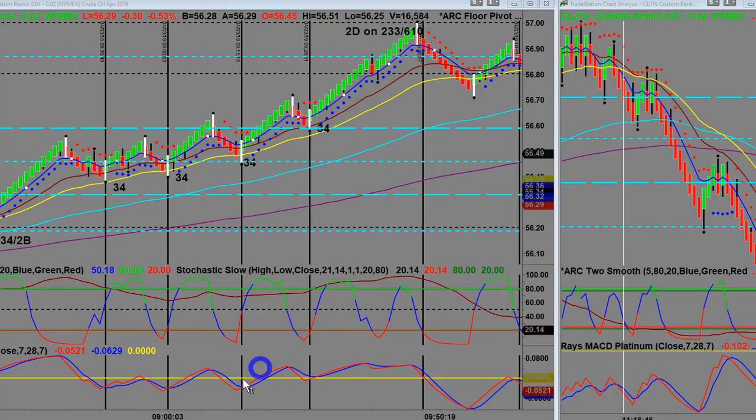Note here I've got no divergence. I've got a really nice move. It's also bouncing off the $57 mark. Now remember, with CL we have some really important levels. You've got your 57, your 80 cents, your 20 cents, and your round numbers, your 56, 57, 58, etc. You've also got your floor pivots.